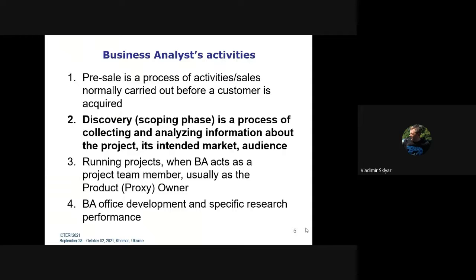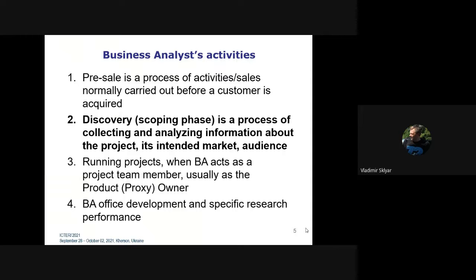If an agreement is signed, then the project will start, and the first phase of this project is the discovery or scoping phase, when all needed information is collected from the customer, from the market, from the audience, from the future users of this product, and then a detailed scope for this product can be collected, usually in the form of a backlog or in some software requirements specification, and then the scope and budget of this project can be specified in detail.